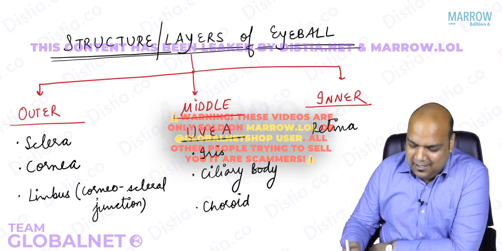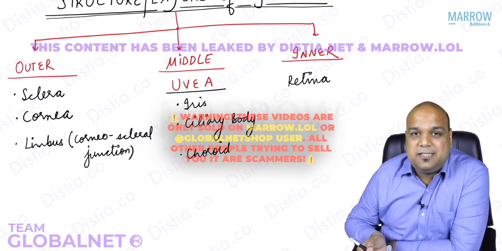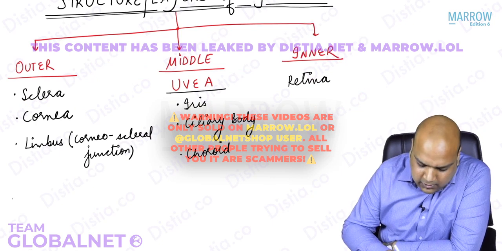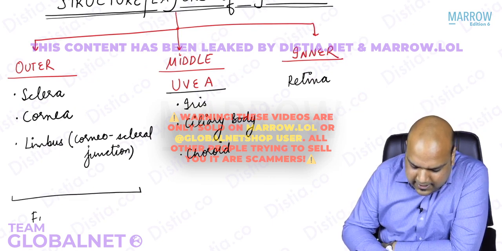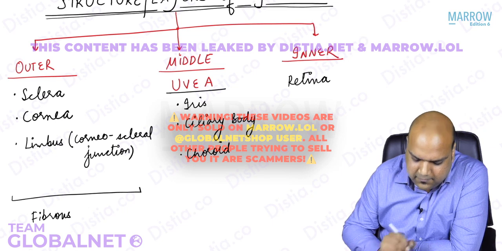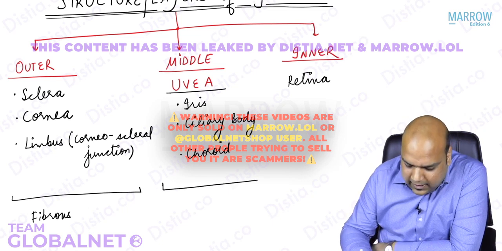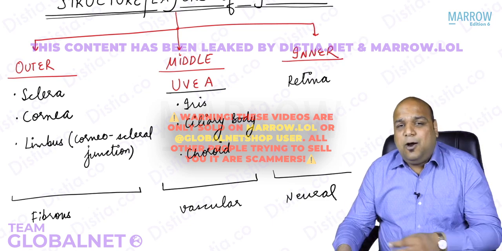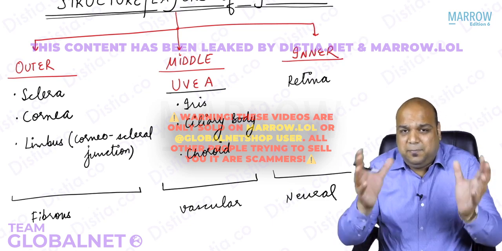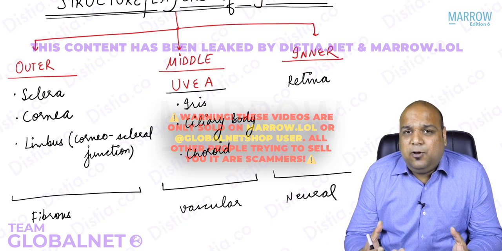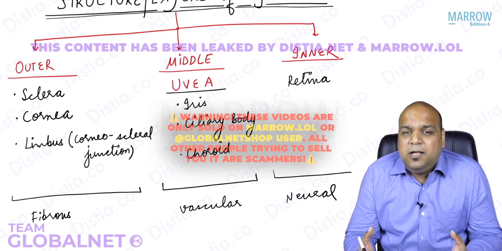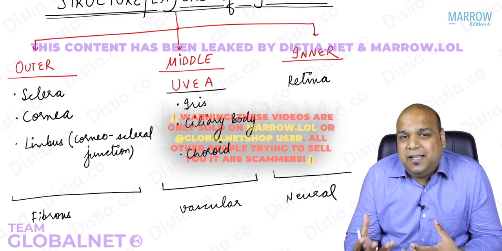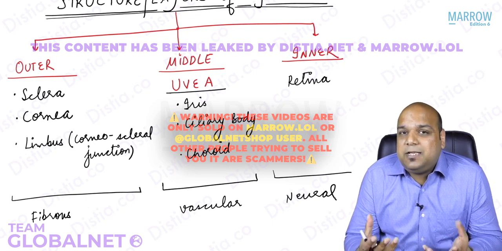If we talk about the basic functions of each layer, the outer layer can be called the fibrous coat. The middle uvea is called the vascular layer, and the inner retina is known as the neural layer. So the outermost layer, basically the sclera, the major part, serves the function of protection, the fibrous coat. The middle layer gives you blood vessels, and the inner layer gives you vision because it is the neural component.